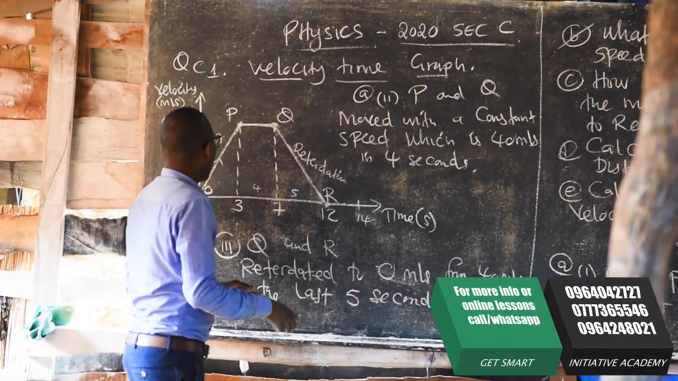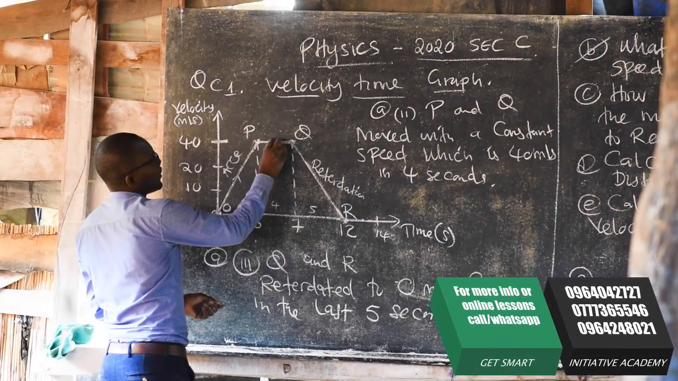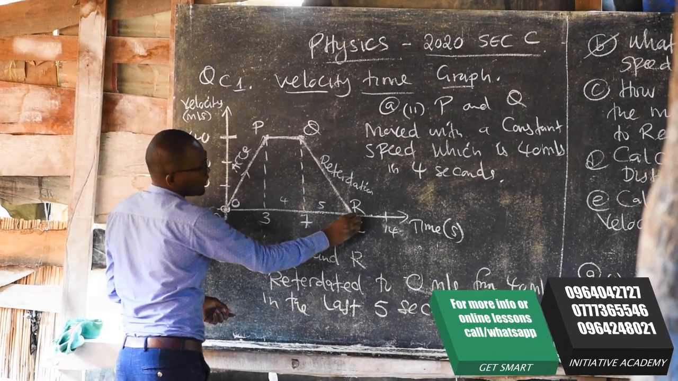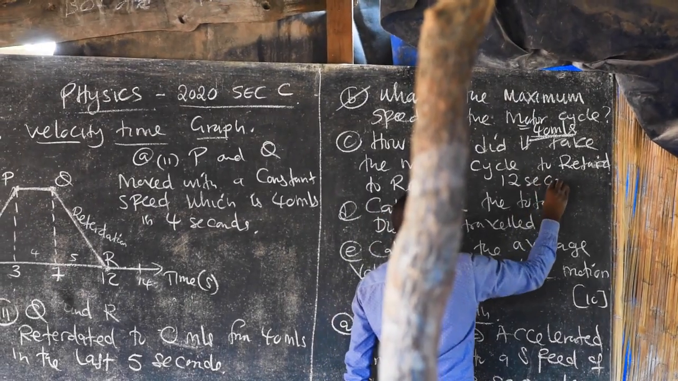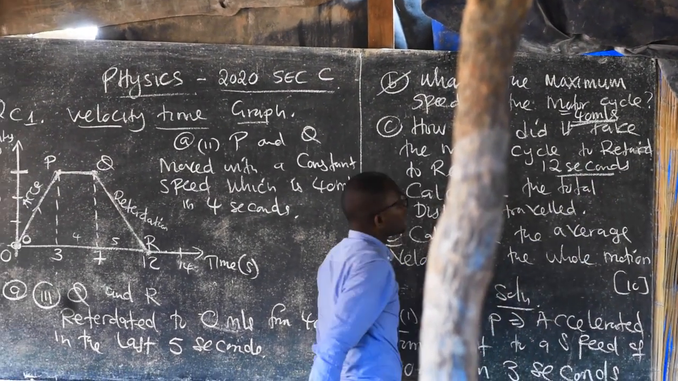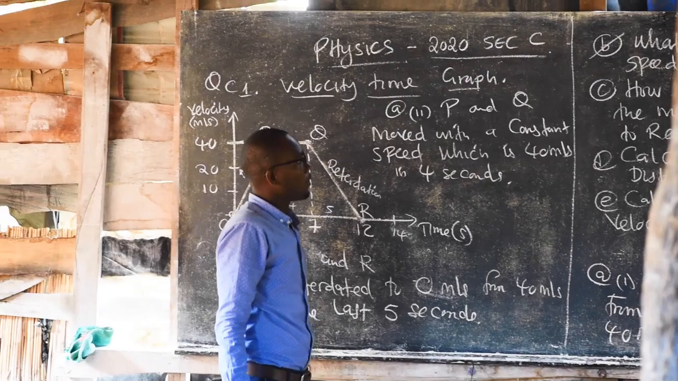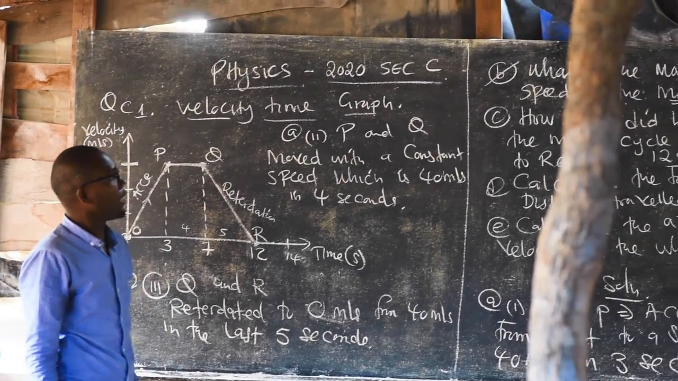To rest. Yes, it started from here until it returned to rest. How long did it take? 12. So you put 12 seconds as your answer. Those are my 1 marks, 1 mark each. Then calculate the total distance.